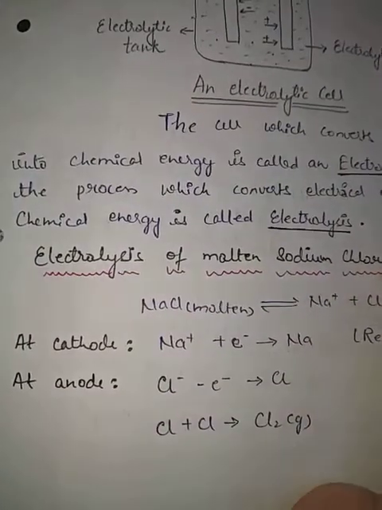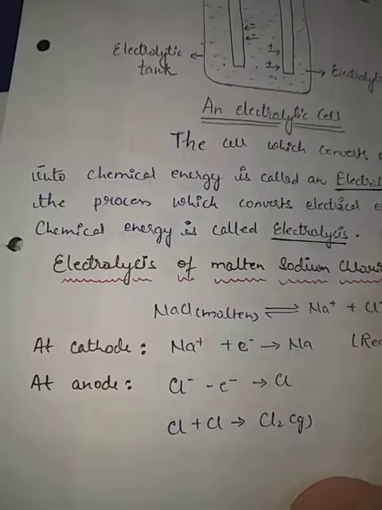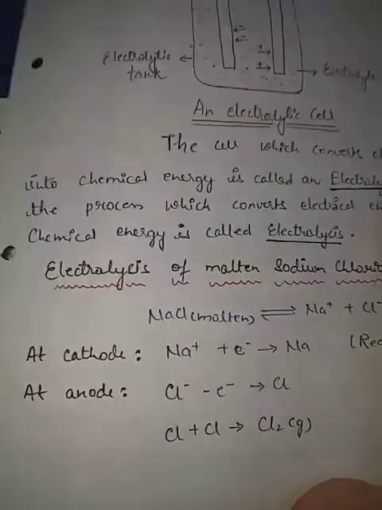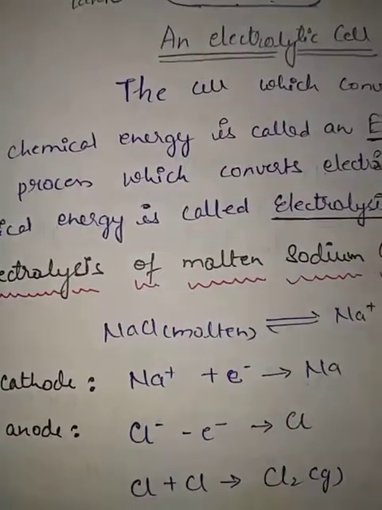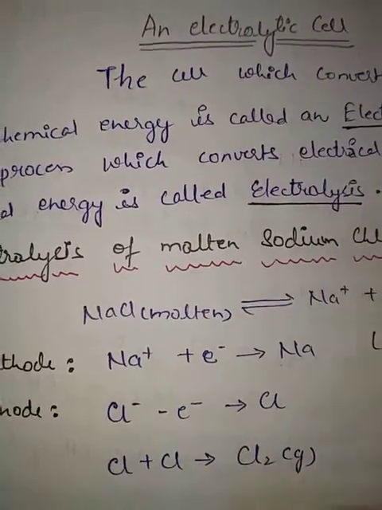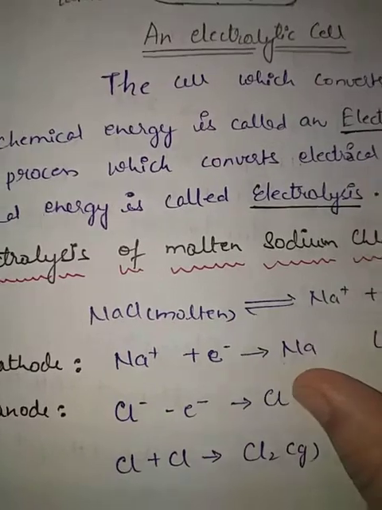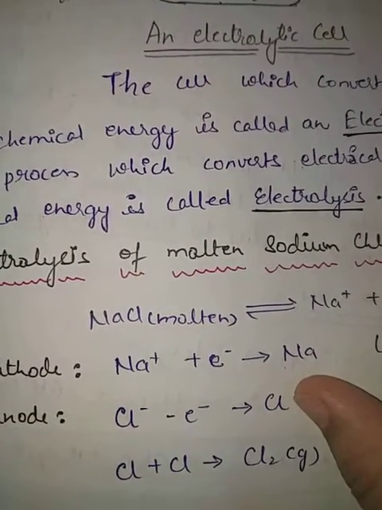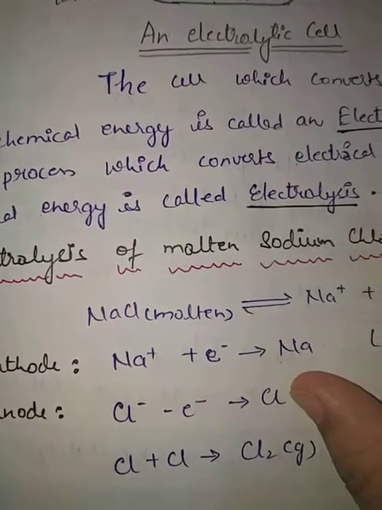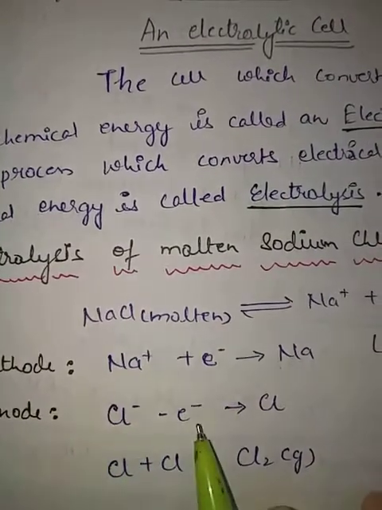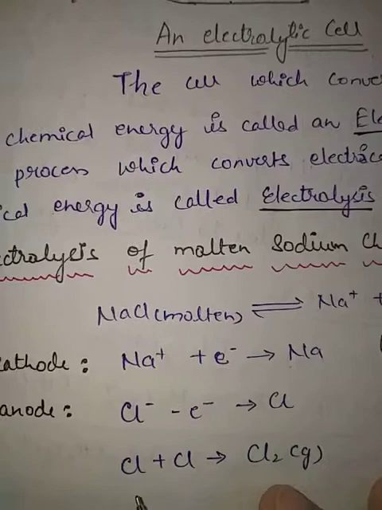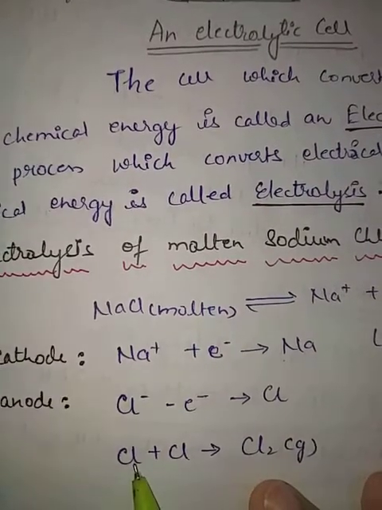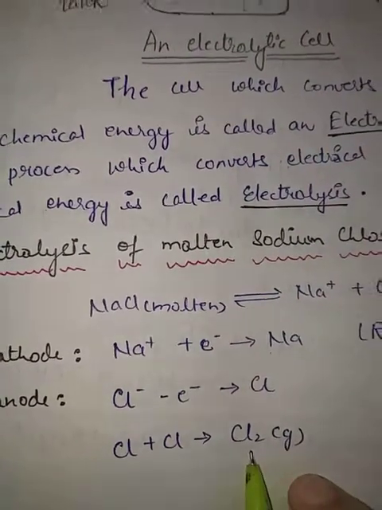If we talk about the anode, the positive electrode, the negative ion will move towards it, and the negative ion will lose an electron and get converted to a chlorine atom. We know that a chlorine atom cannot exist independently. It means two chloride ions will lose two electrons and form a chlorine molecule. See, it is given here also that chlorine plus chlorine will give chlorine gas.